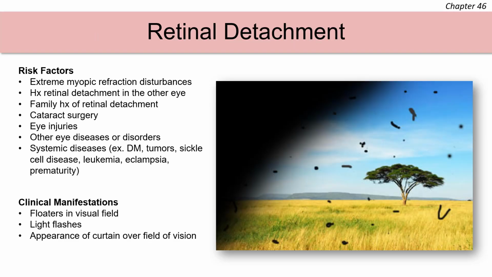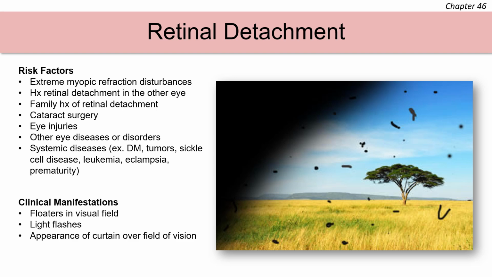Risk factors for retinal detachment include extreme myopic refraction disturbances. So if there is extreme myopia, then this may lead to retinal detachment. If the patient has a history of retinal detachment in the other eye or family history, cataract surgery, eye surgeries, and any other eye disease or disorders, and some systemic diseases like diabetes, sickle cell disease, leukemia, things that may interrupt circulation also, can end up with some type of tear in the retina and then have this retinal detachment.